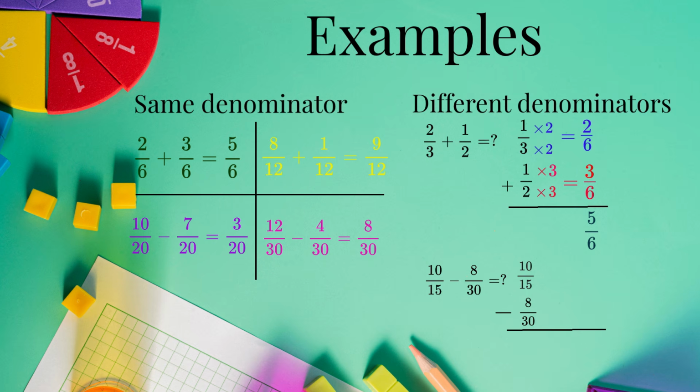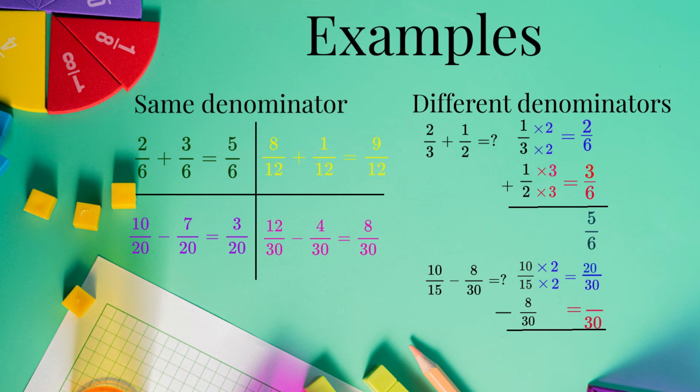The lowest common multiple between 15 and 30 is 30. Now I must see, how do I get to 30? Well, 15 times 2 gives me 30. So if I multiply my denominator by 2, I have to multiply my numerator by 2. So 10 times 2 equals 20. So that fraction becomes 20 over 30.